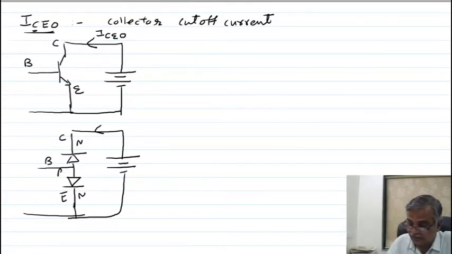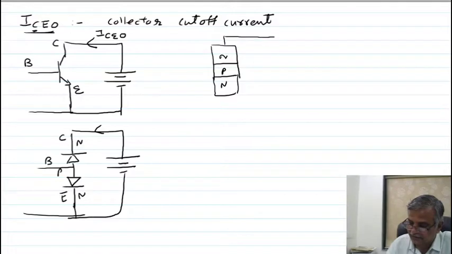See the equation. This is your transistor circuit. This is your N, this is your P, this is your N. I have connected it like this. This is your emitter, this is your base, this is your collector.